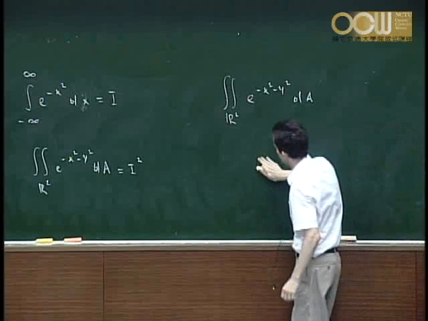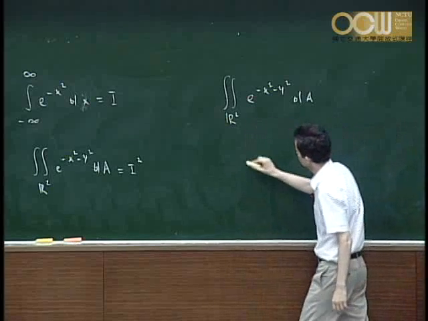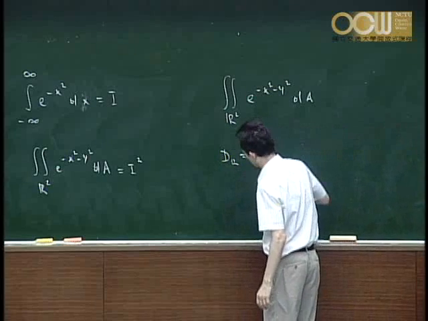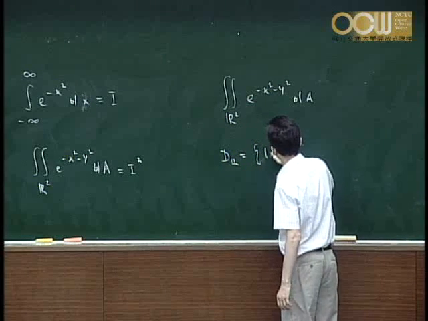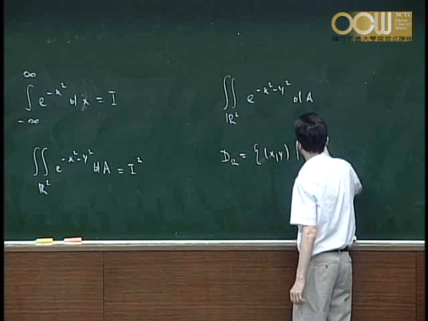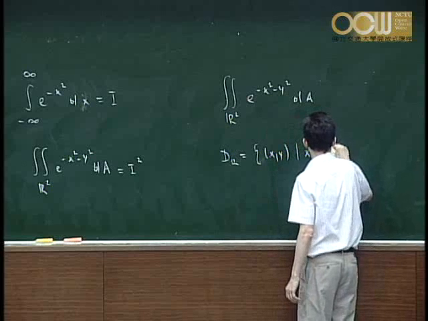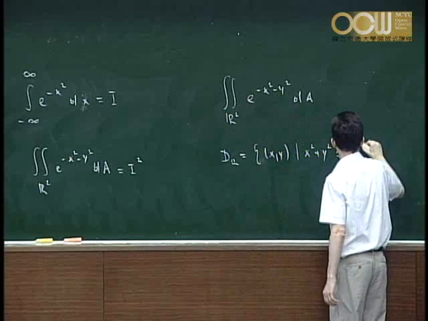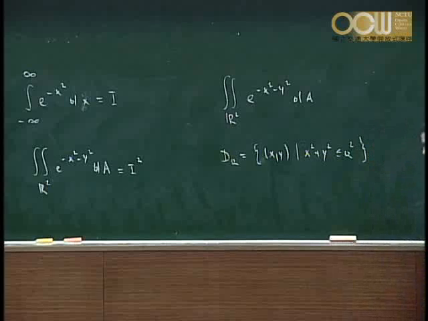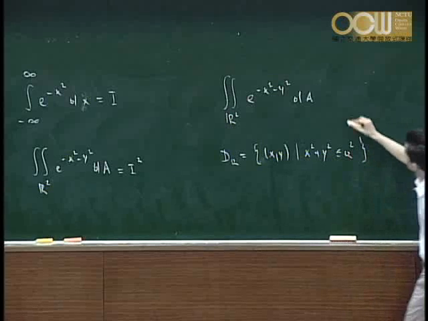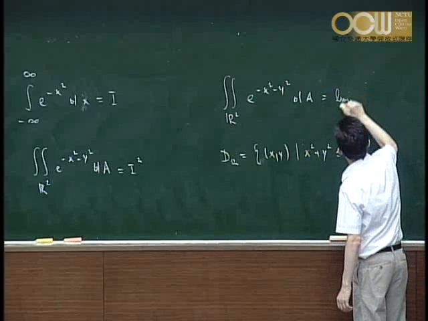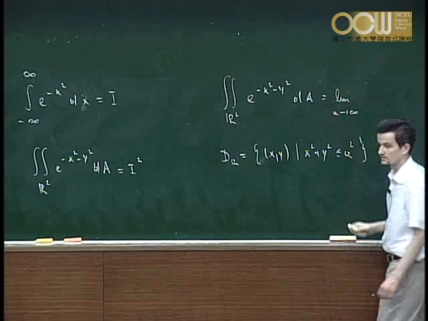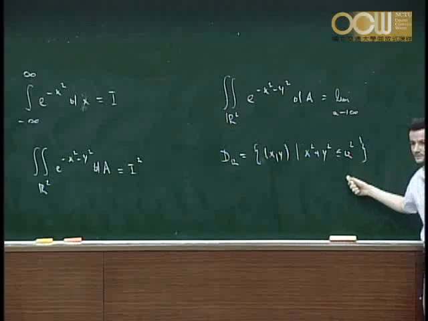Now, we choose the region differently. What we choose is the circle, or I should say the disk, with radius a. And again, this should be the limit as a tends to infinity, over this disk here.